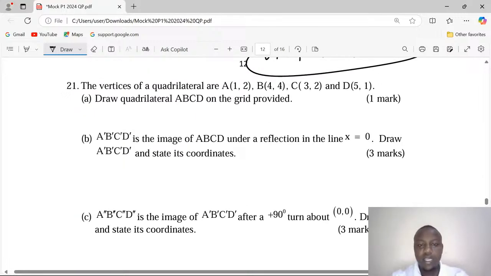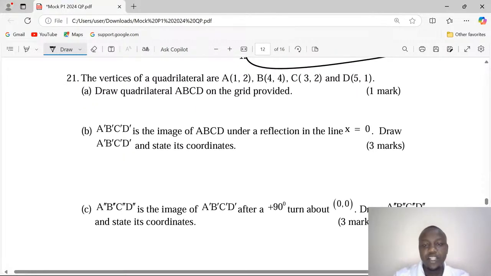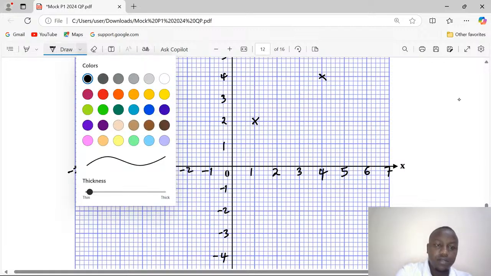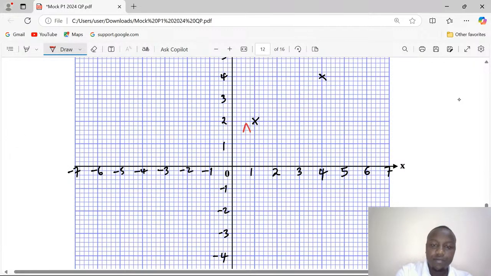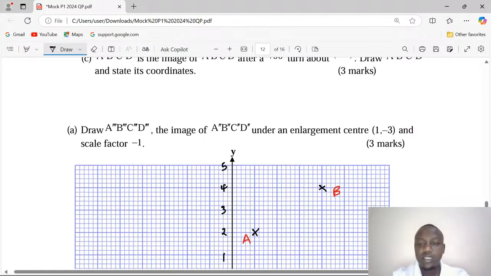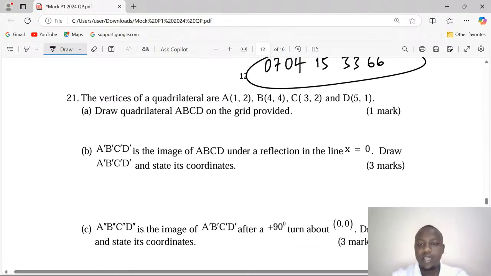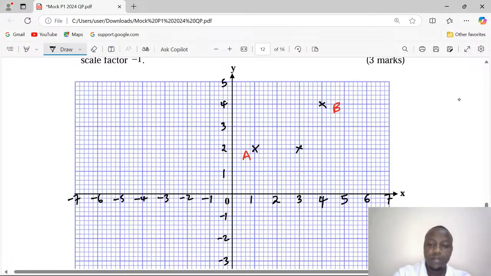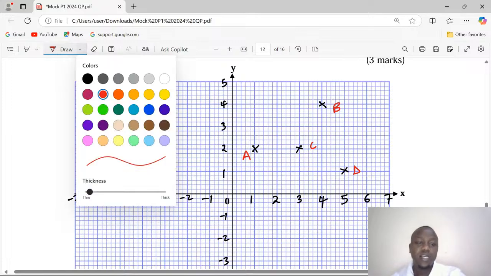This quadrilateral is 1, 2, 4, 4. This one is A. This one is B. Then we are also having another coordinate at 3, 2, 5, 1. So these are going to be C and D. So those are the coordinates.